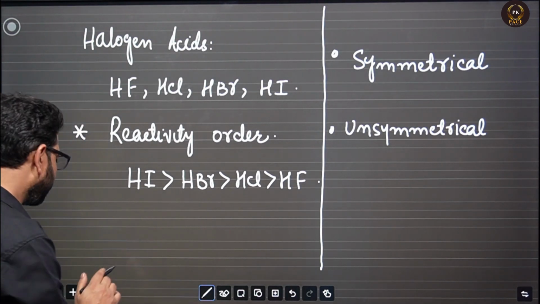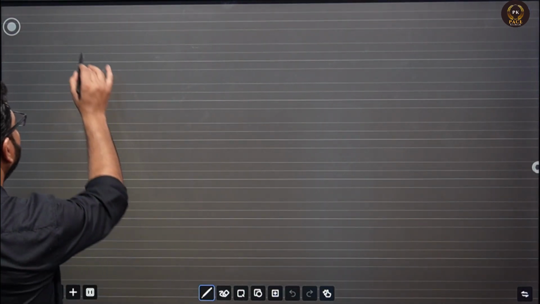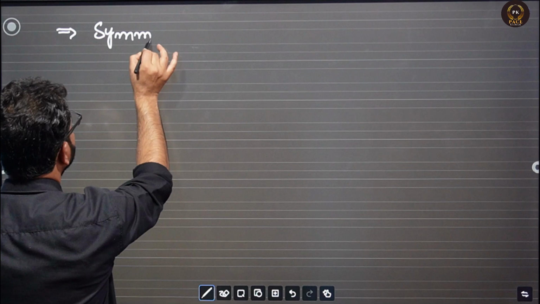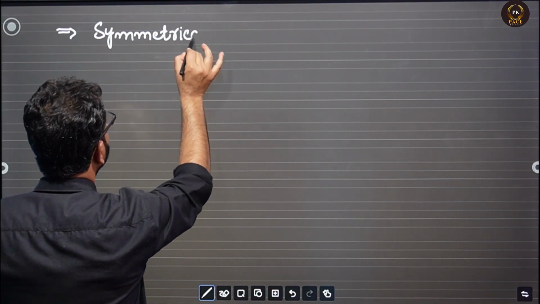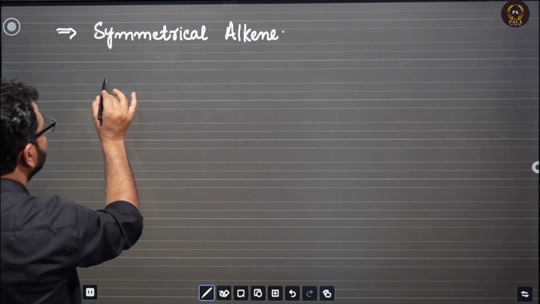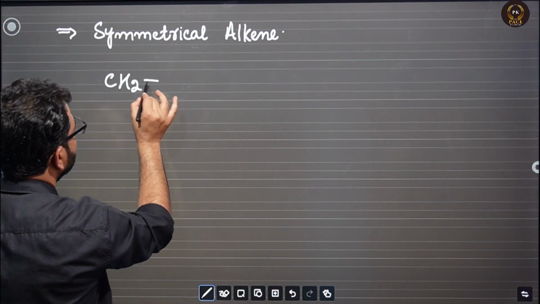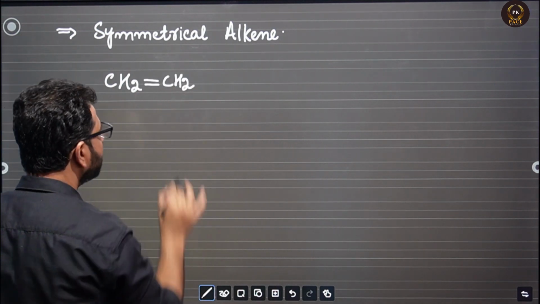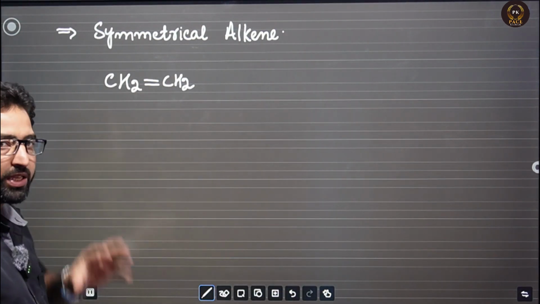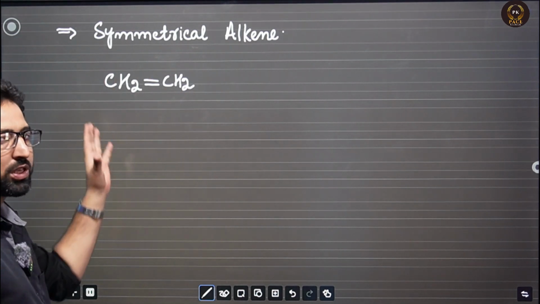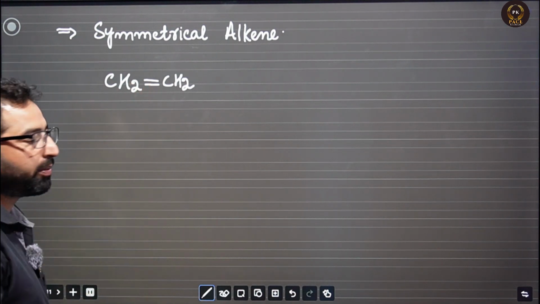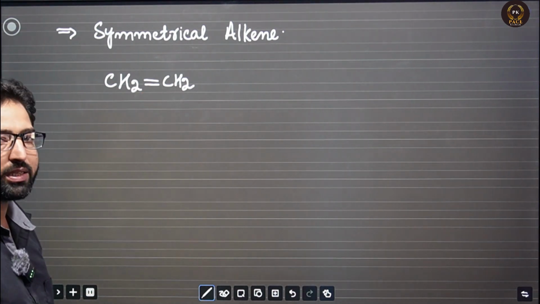Now see here, I will take a symmetrical alkene. Let's take the example of CH2 double bond CH2. This is a symmetrical alkene. What is a symmetrical alkene? If we see this double bond, we have the same groups on either side of it. On the right side of the double bond there is a CH2, and on the left side there is a CH2, so this alkene is a symmetrical alkene.